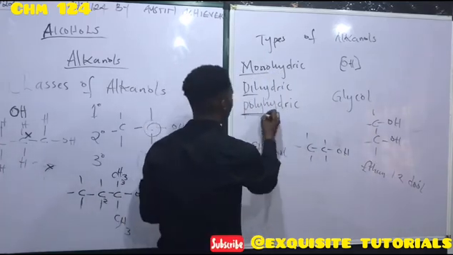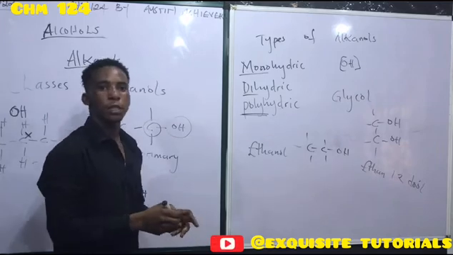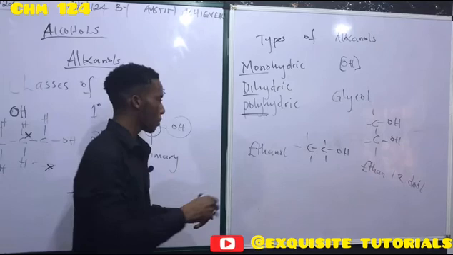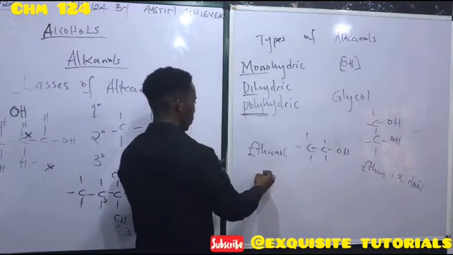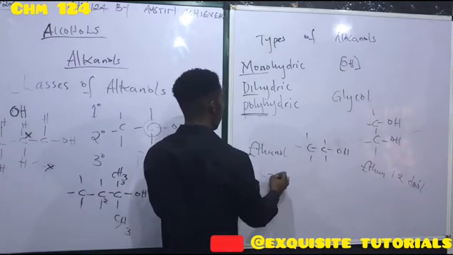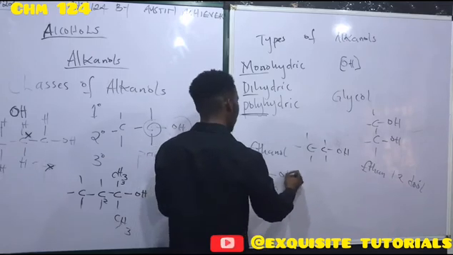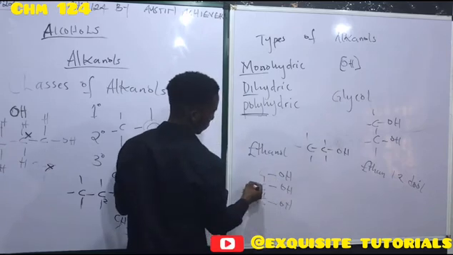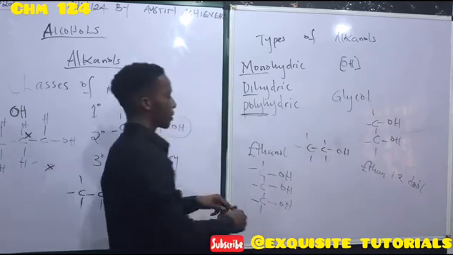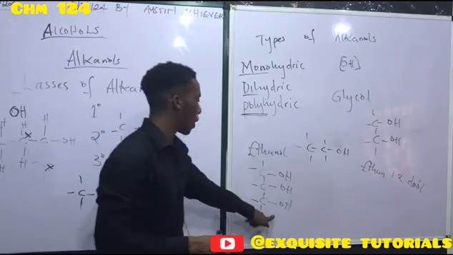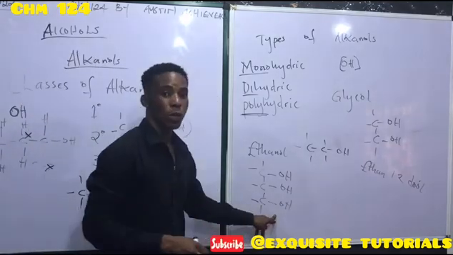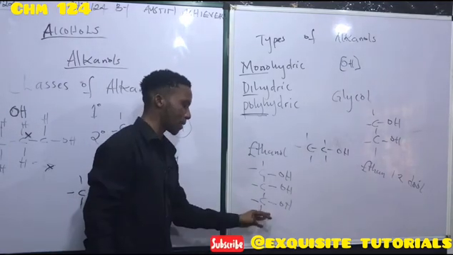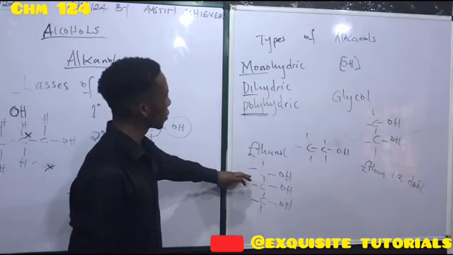Then what of polyhydric? Without explaining it, we know what polyhydric is. Poly means many. For example, glycerol. Glycerol is another popular Unibank question. Propane-1,2,3-triol is the IUPAC name of this compound. It is also called glycerol. This is a polyhydric alkanol.